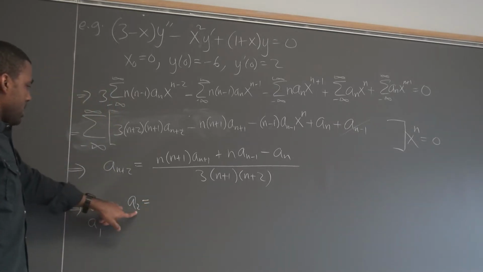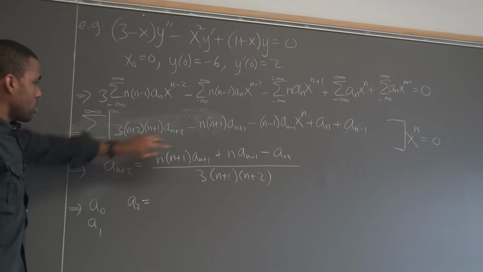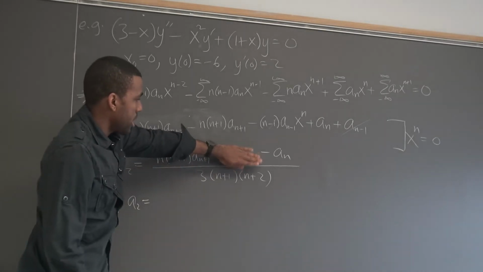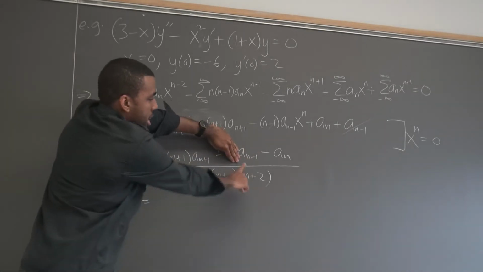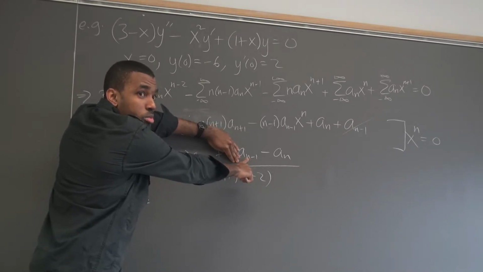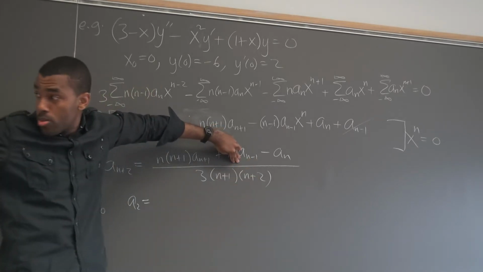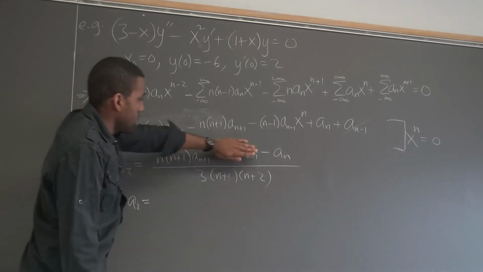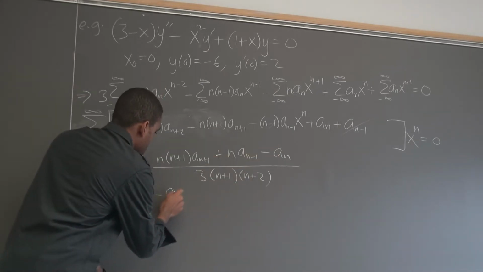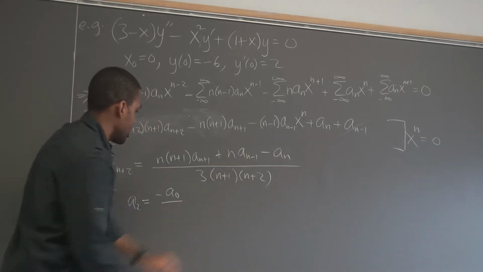So now to get a_2, we simply plug in n equals 0. This term will die, this term will die. But even if this term didn't die, my a_{n-1} when I plug in 0 would have been 0 anyway, by the formulation that we have now. So this is 0, this is 0, this is minus a_0 over 6.